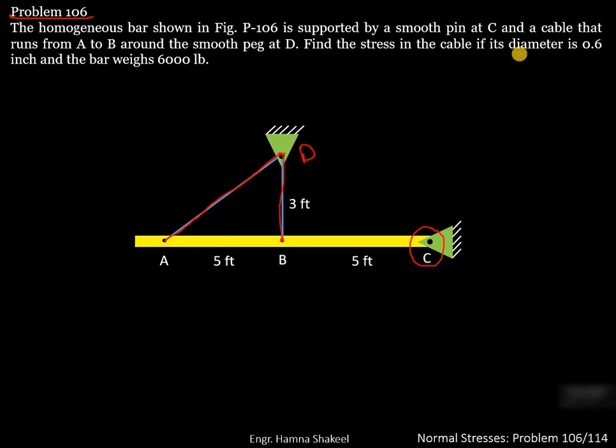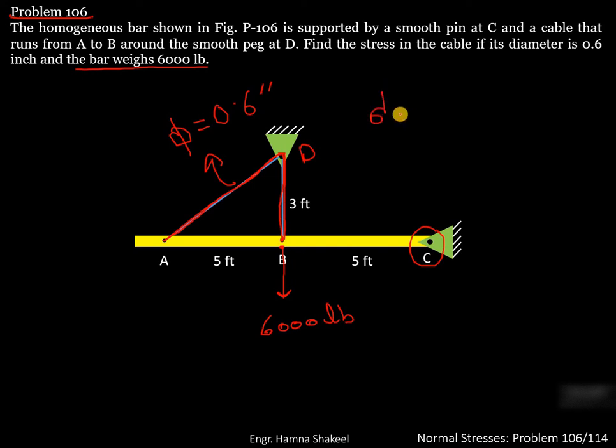Find the stress in the cable if its diameter is 0.6 inches. So the diameter of this cable is 0.6 inches and the weight of the bar is 600 pounds. So the weight will be acting at the center of the bar and the weight is 600 pounds. You have to find the stress in this cable that is running from A to B.